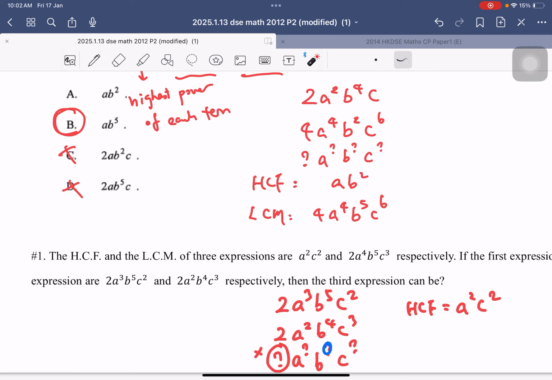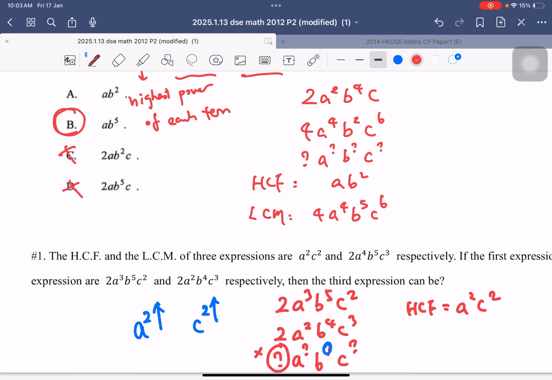Okay? Then how about for this A? Must be bigger than 2, isn't it? So it must be A to the power of 2 or above. Cannot just be A, isn't it? If that is just A, then the HCF must be A. Okay, but it can be above, so A to the power of 3, A to the power of 4. Okay? How about for C? So C squared. So the C must be 2 or above. Okay, that's the first one.